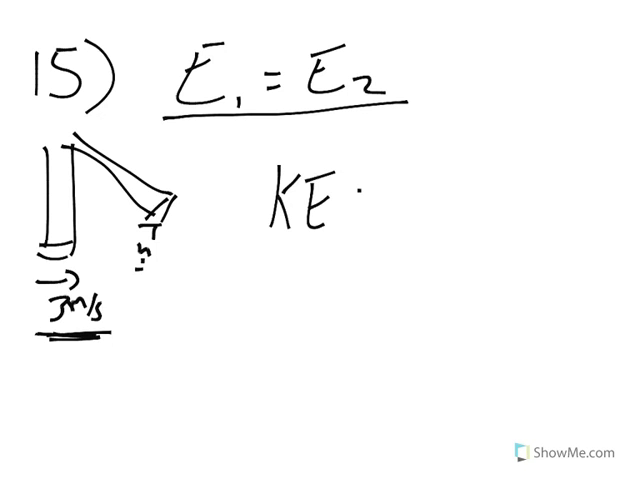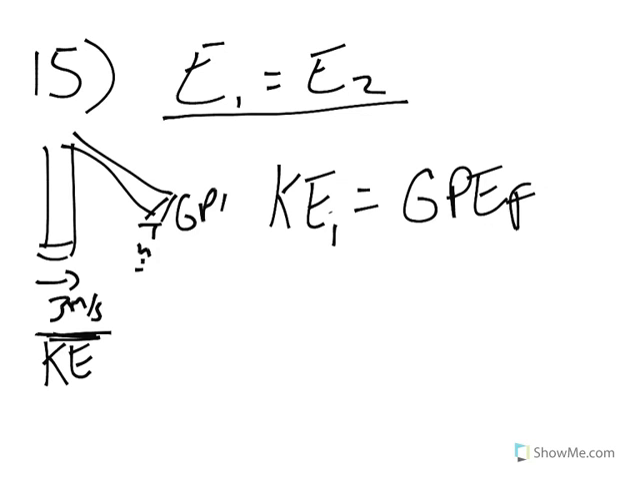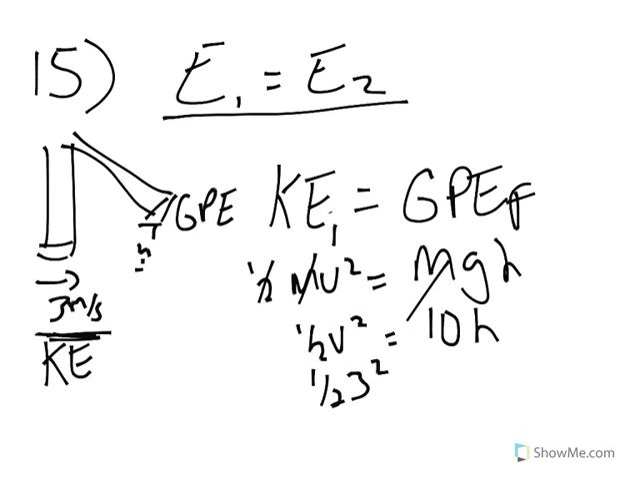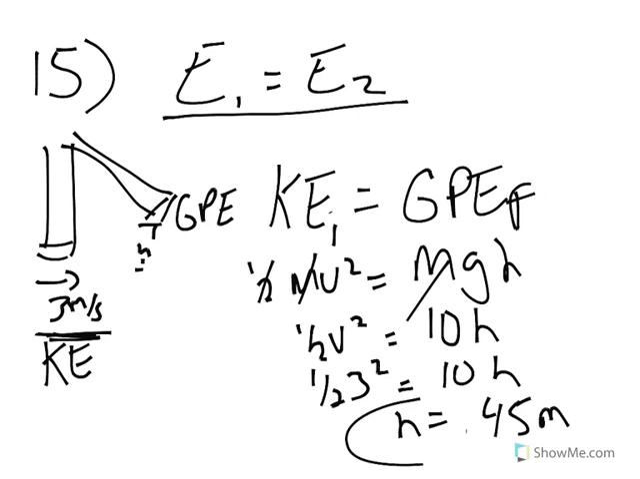So kinetic energy at the beginning, initially, equals the gravitational potential energy at the end, which is this height. So he's got kinetic energy here and gravitational potential energy here. Alright, so we end up with 1/2 mv squared equals mgh. Now notice what happens with the m's. They cancel out, and you're left with 1/2 v squared equals 10 times h. And 1/2 times 3 squared equals 10h, and h is equal to 0.45 meters.